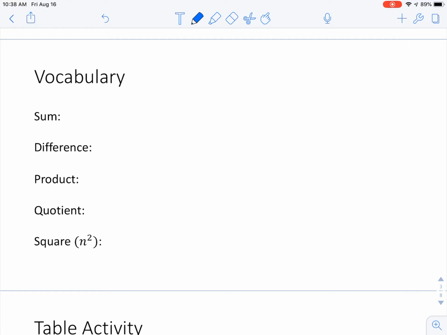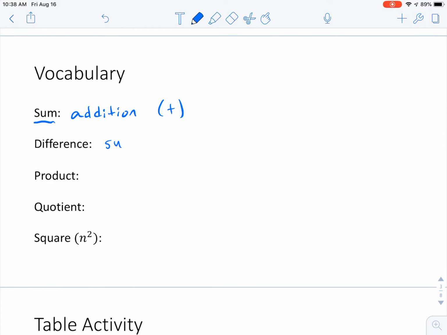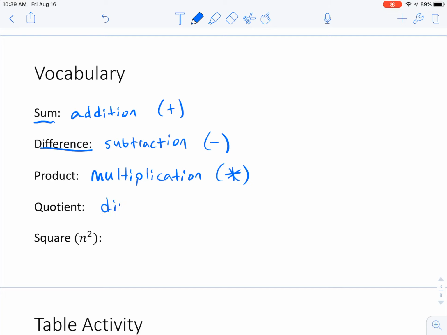So the first word we're going to deal with here is sum, and we're just going to write right next to it that this is addition. Put an addition sign. Difference is another word for subtraction. These aren't all the words that we're going to need to know, but they are some really important ones. Product is another word for multiplication. And quotient is another word for division.